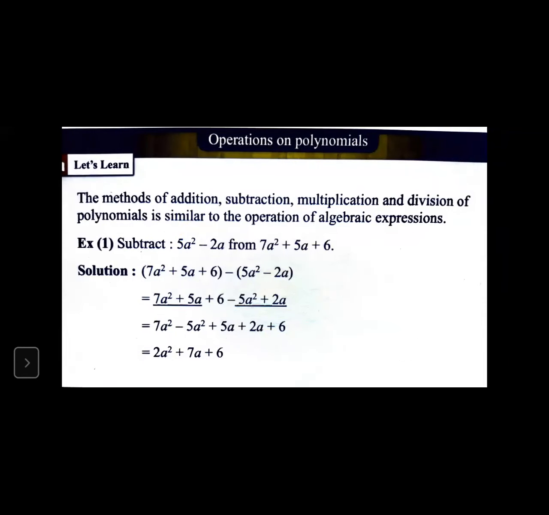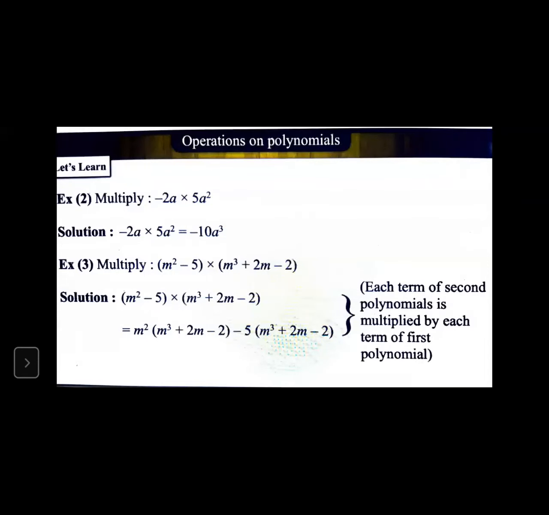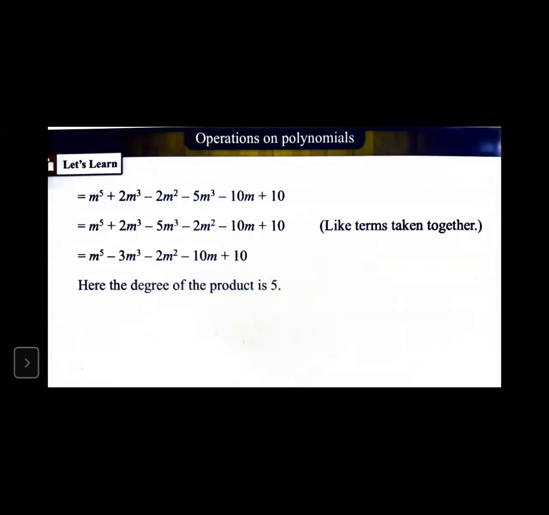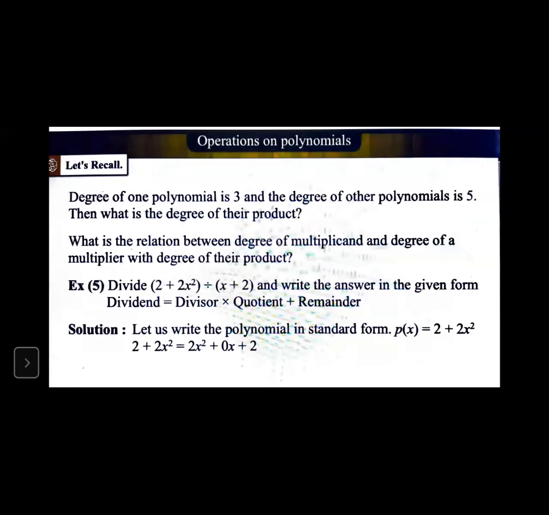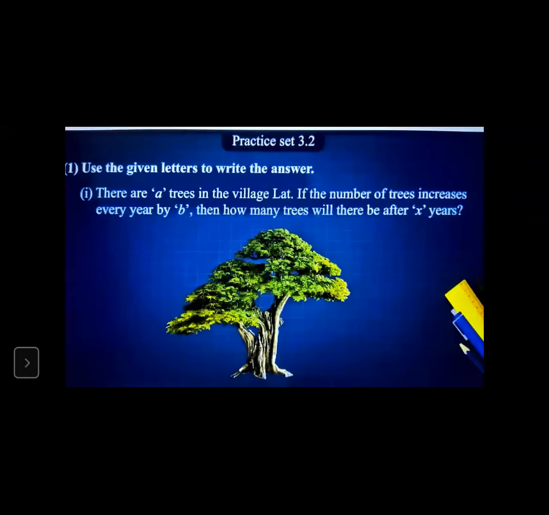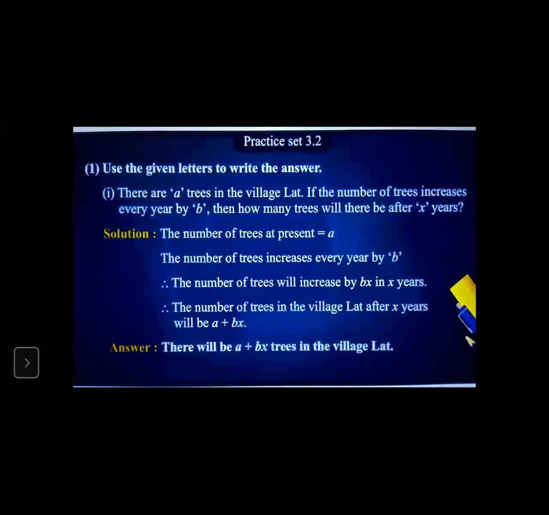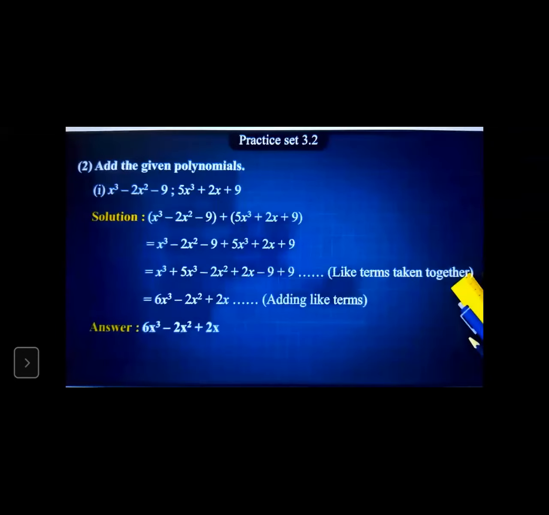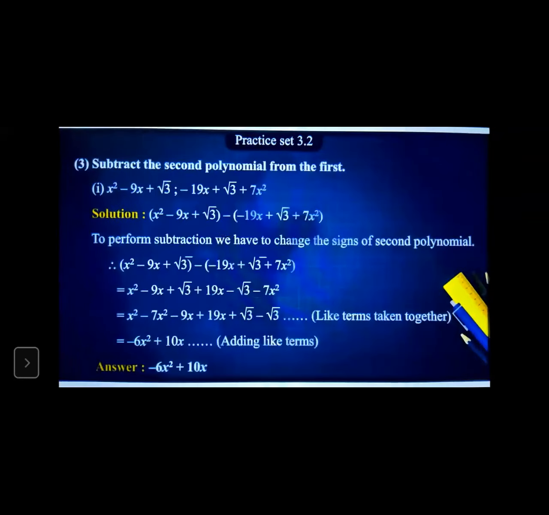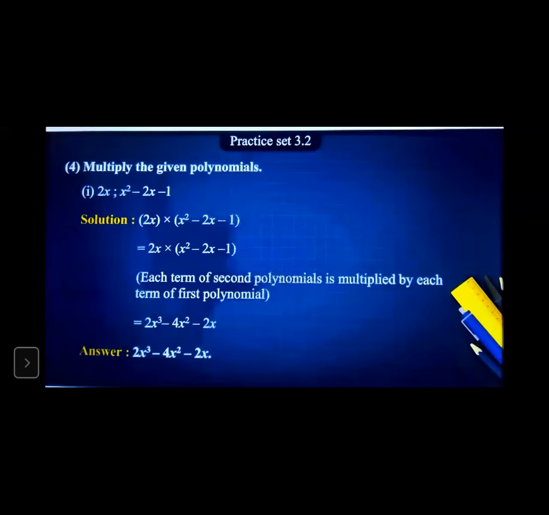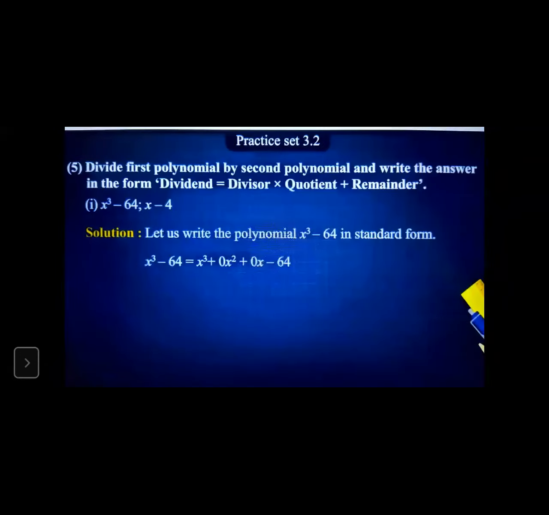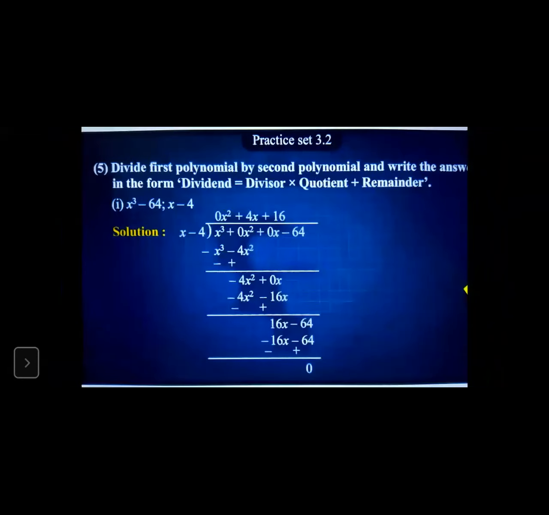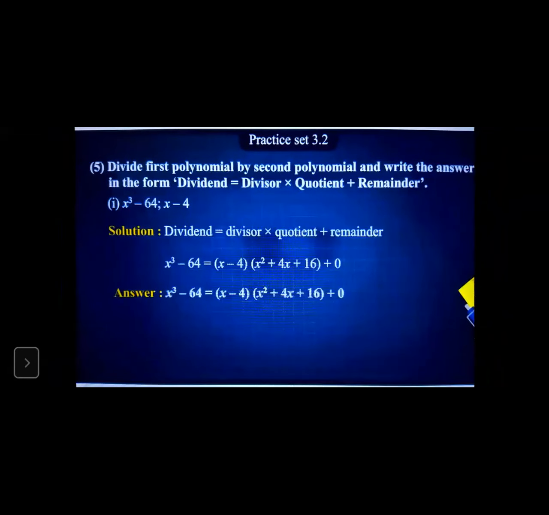So we have done subtraction, multiplication, and some solved textbook examples. After that, we are done with practice set 3.2. In that, we used the given letter to write the answer. Then add the given polynomials, subtraction of the given polynomials, two questions over there, multiplication of given polynomials, and division of given polynomials. Okay.